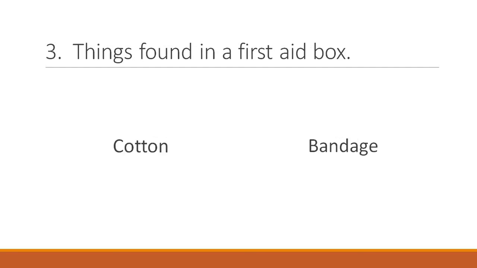Okay. Next is things found in a first aid box. So which things are found in the first aid box? Yes, I showed you the first aid box in the previous lecture. So the 2 examples which we have to give, I have selected cotton and bandage. Bandage, which you stick onto the wound after applying the antiseptic cream, and the cotton. Okay, cotton you all know.